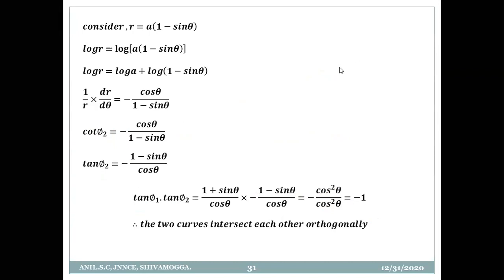Is this clear? Yes, sir. Okay. You make a note of this. If you finish, I'll move on to the next slide.